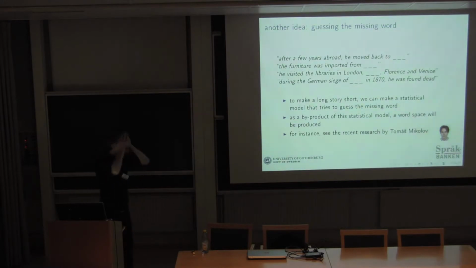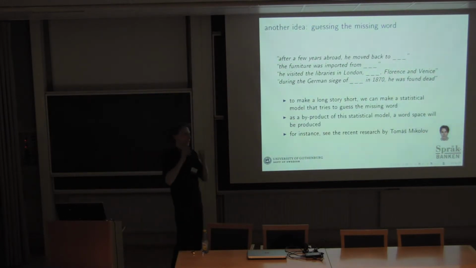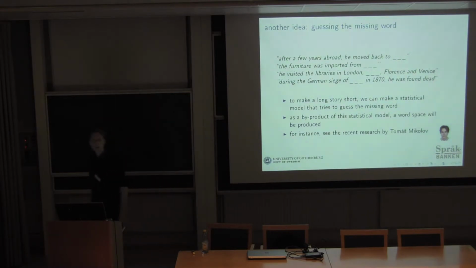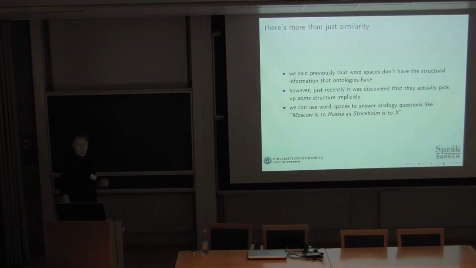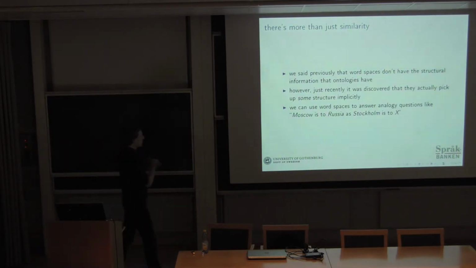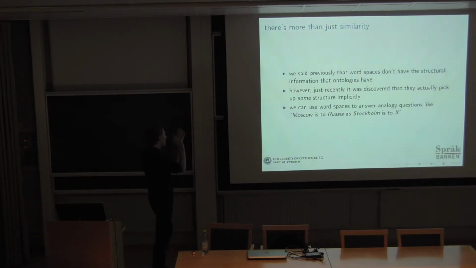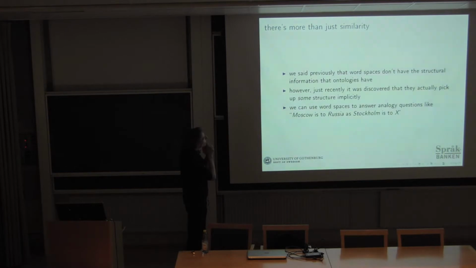So I said previously that in the word spaces we have only the notion of things being similar in a very informal way, but actually it was discovered fairly recently, last year actually, that there is more than just similarity. There is actually some sort of structure. We said the ontologies have structures, but the spaces do not, but there is actually some structure that is implicitly encoded.